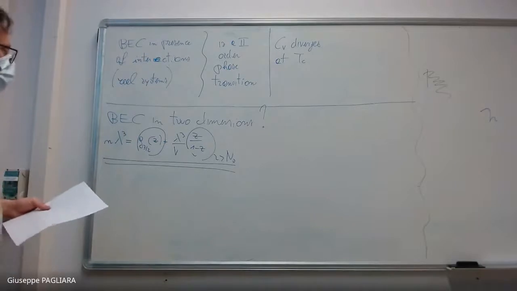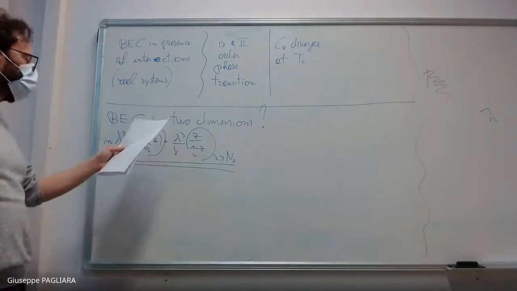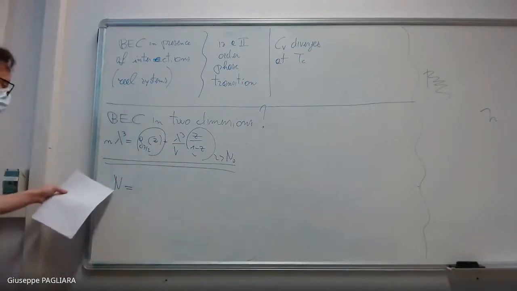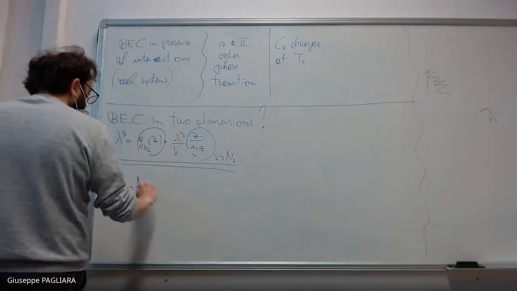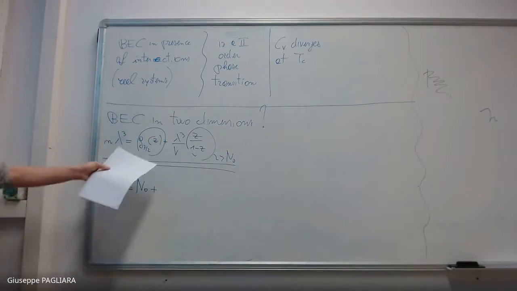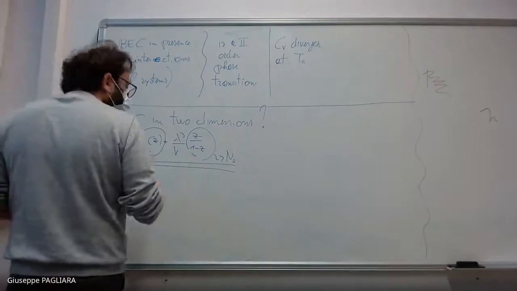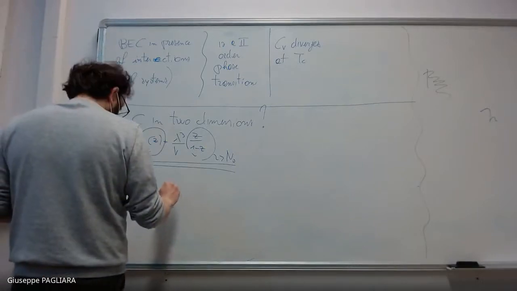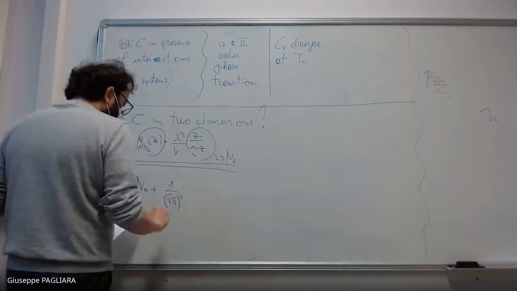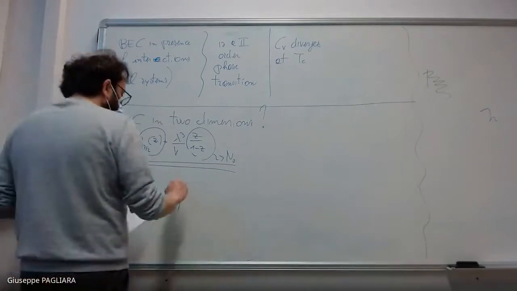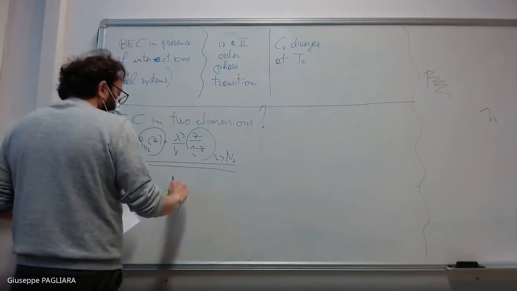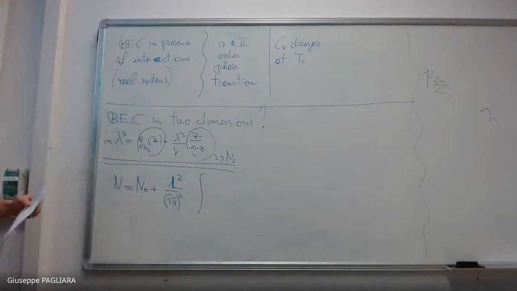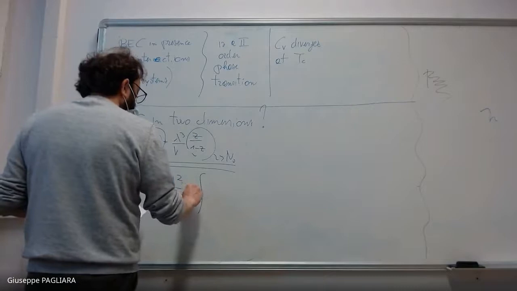Now, suppose that we are in two dimensions instead of three. In two dimensions, we can write an equation for the number of particles as follows. So this will be N0, which is again the contribution of the ground state population. Then I have the continuum, but now the integral must be done in two dimensions instead of three. So the continuum will be something like this: 1 over (2 pi) squared instead of cubed, because we are in two dimensions. In three dimensions we get the volume, here we get the surface, which is L squared. And then I have the integral in spherical coordinates, but in two dimensions that means polar coordinates, so I have a 2 pi here.